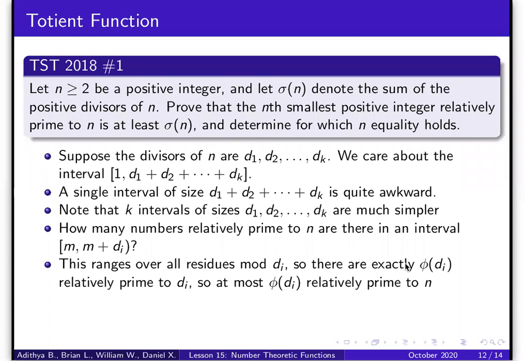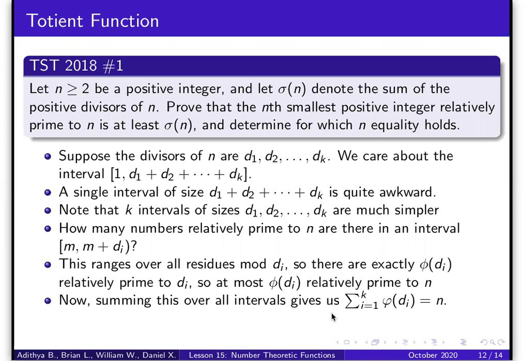So since there are exactly phi of di numbers relatively prime to di in this range, and di goes into n, then any number not relatively prime to di is also not going to be relatively prime to n. So at most, phi of di numbers in this range are relatively prime to n. So now we can just sum over all the intervals. The first interval has phi of d1, then phi of d2, all the way to phi of dk. So we have at most the sum from i equals 1 to k of phi of di numbers which are relatively prime to n in this range.